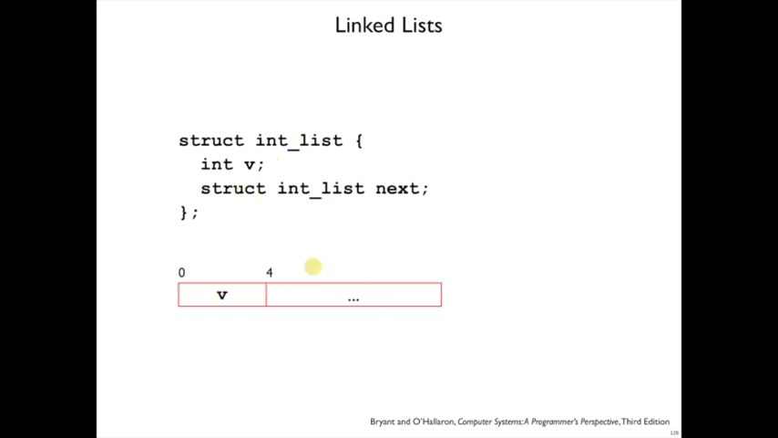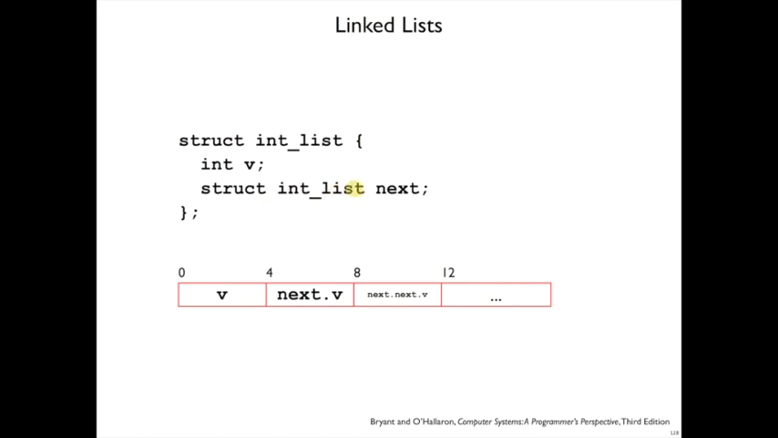Well, a struct int list needs space for a v, and then it needs space for an int list, which needs space for a v, and so on. So this struct declaration will be rejected by the compiler because it doesn't correspond to a fixed amount of memory. It's an unbounded amount of memory.